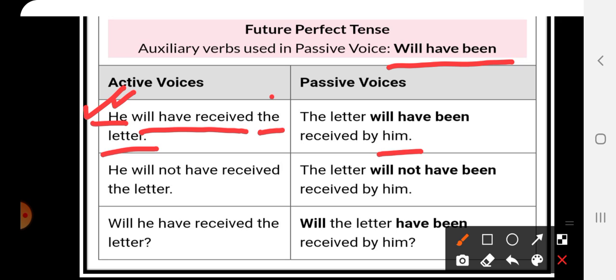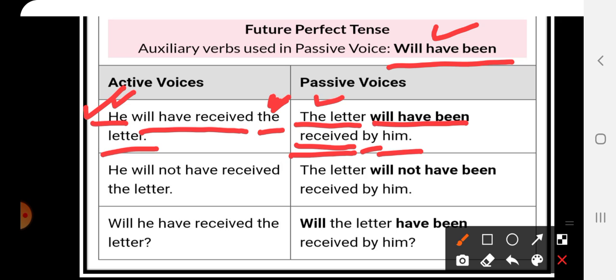The object the letter in active voice has become the subject of passive voice, the letter. Then the use of word by. Received was already used in active voice, that is already the third form of the verb. And so the third form of the verb, received. And then the most important thing, to use the helping verb, that we have no other choice to use. So the helping verb will have been has been used here. Let me read the other examples based on the same rules.